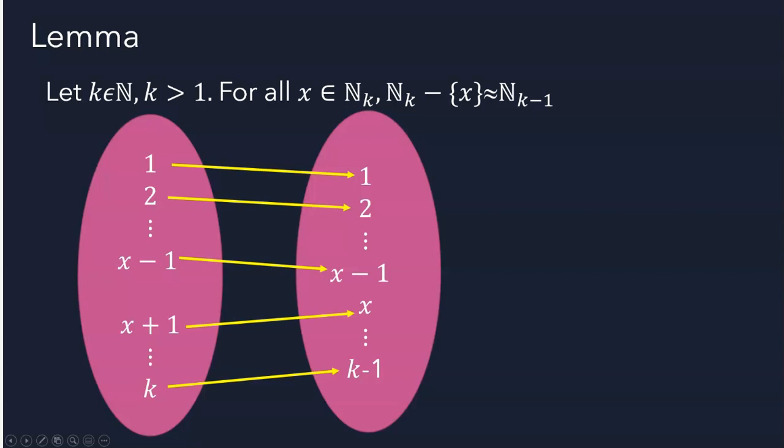This is a one-to-one onto mapping, so the two are equivalent, which means the cardinality of n sub k minus 1 element is n sub k minus 1.